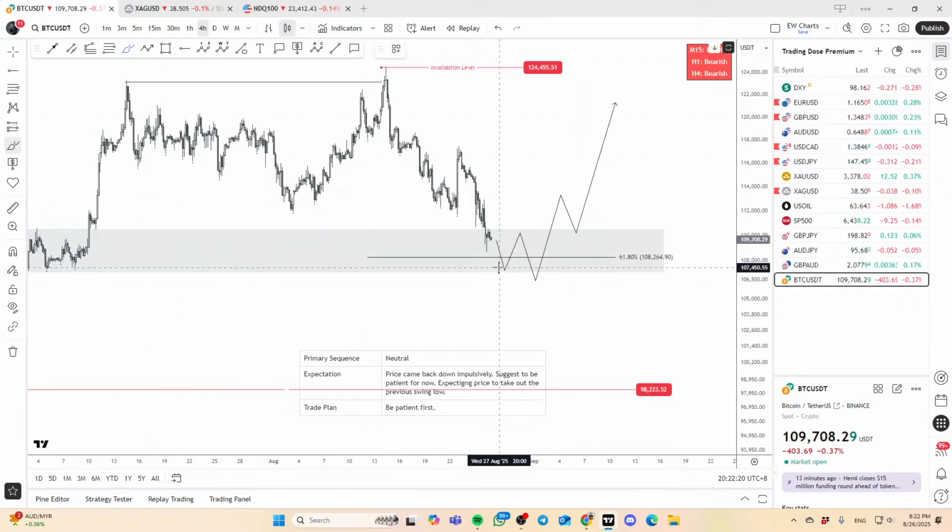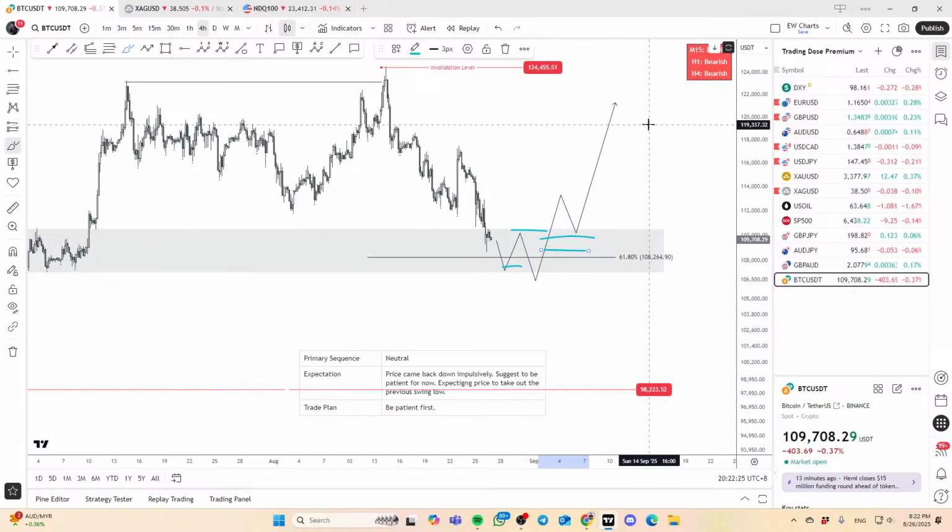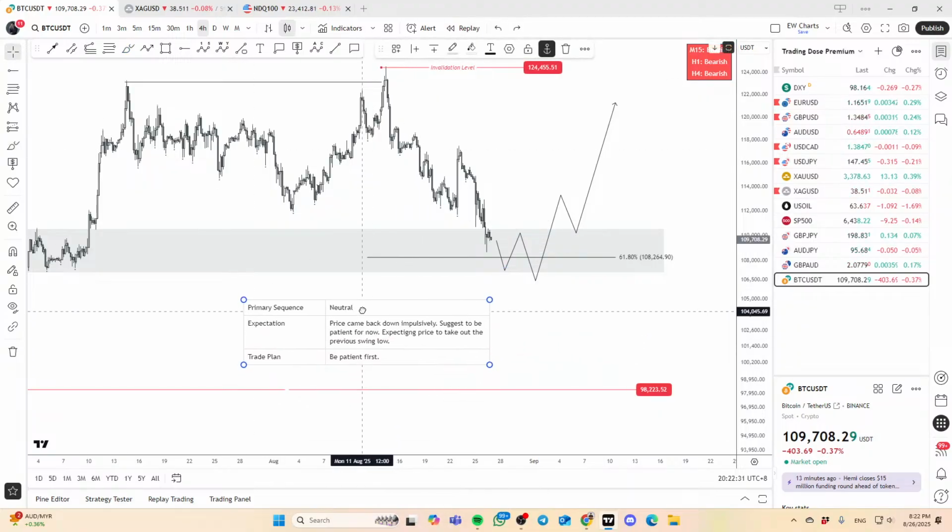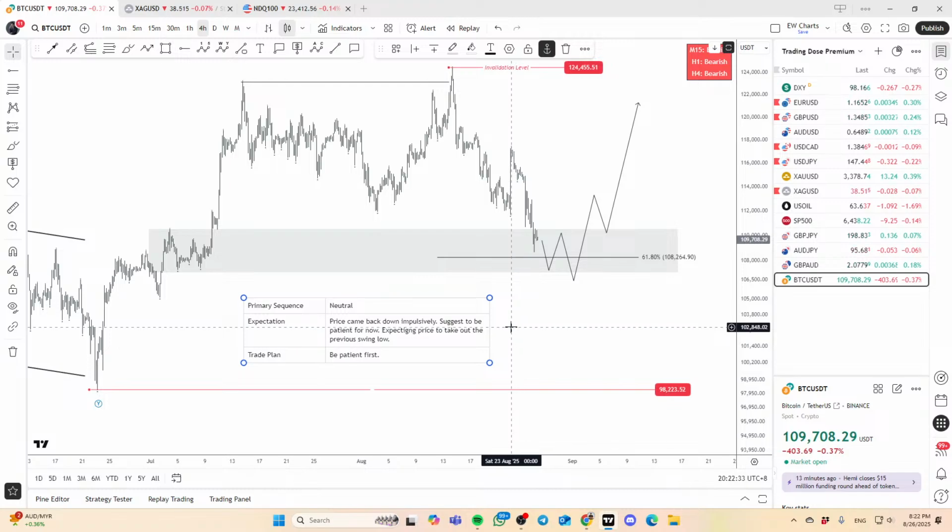Because then you want to see a liquidity sweep, you want to see a break of structure, some sort of a fair value gap pullback. That's your entry and buy trade setup. Okay, but until then, my take on this is just going to be maintaining a neutral point of view. Just be patient. You don't rush things through.